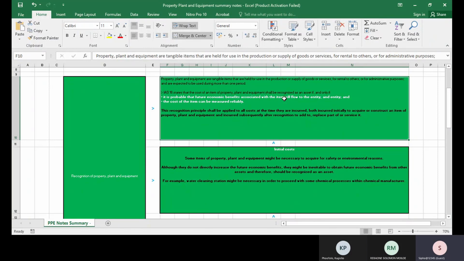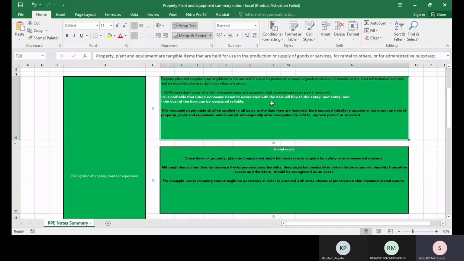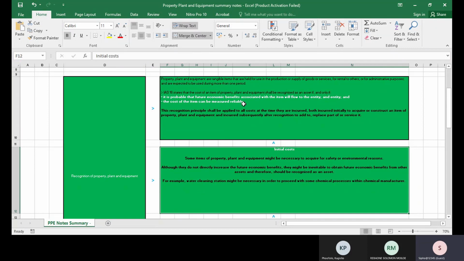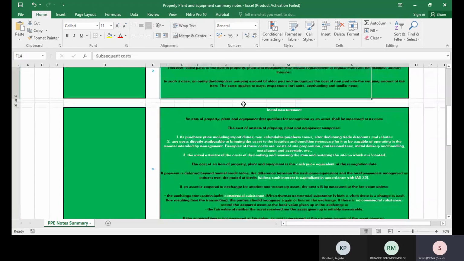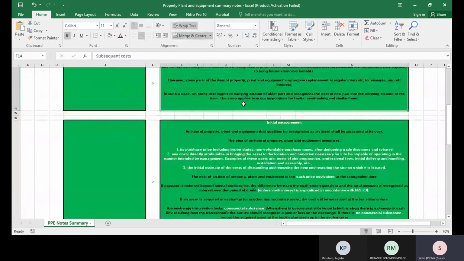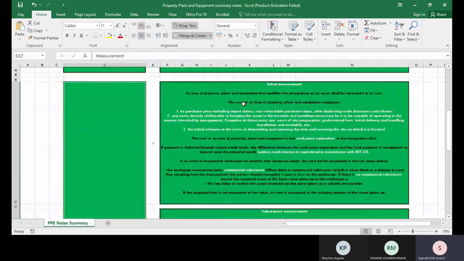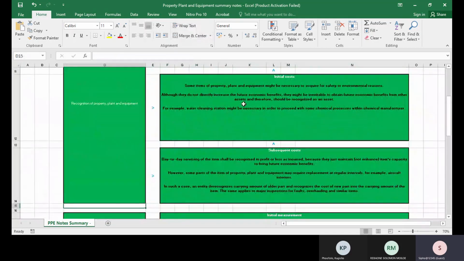Then from there, remember the question is, can you recognize this property, plant, and equipment as an asset? Then you discuss the definition. From the definition, you move on to the probability criterion and the measurability of the cost. Then you discuss the initial cost and the subsequent cost, then the measurement. All those things you need to take into account. So what we've just discussed is the recognition. Now let's go to the measurement. Are you comfortable with the recognition?